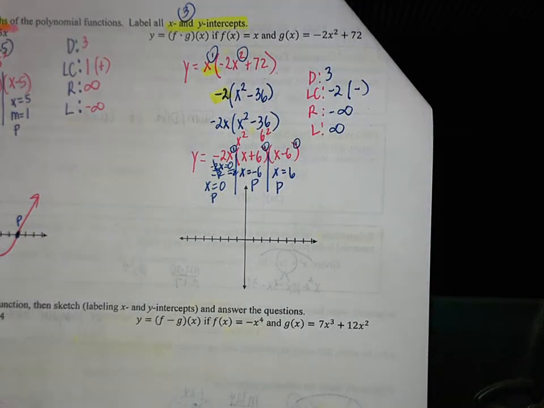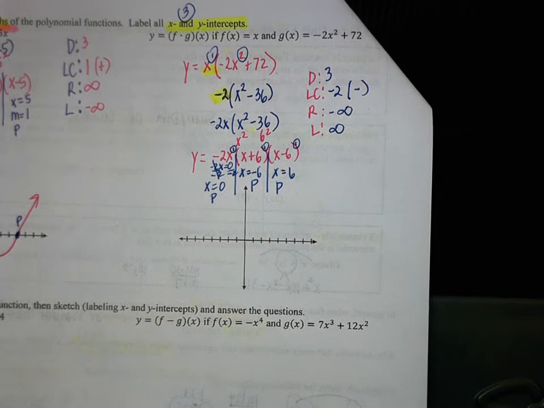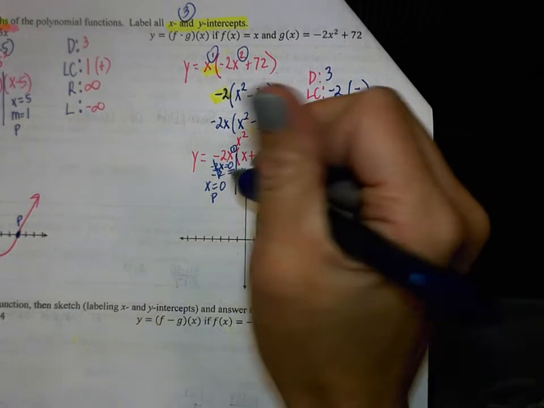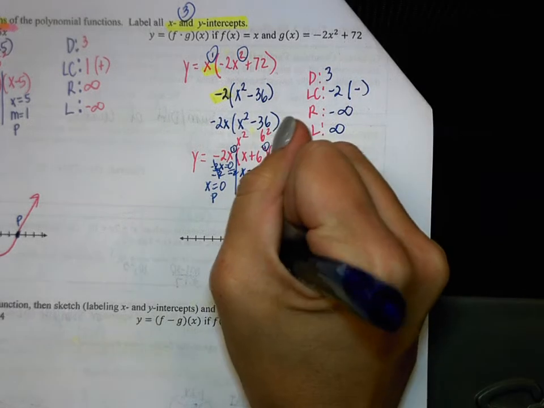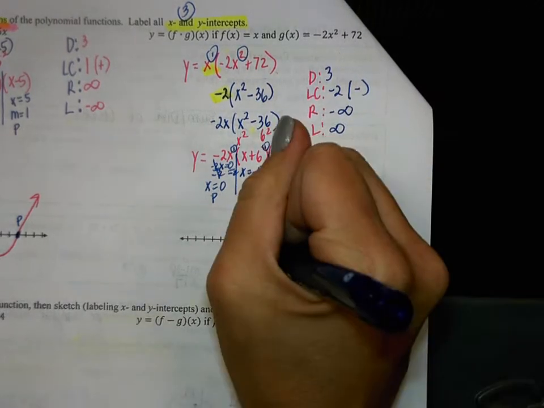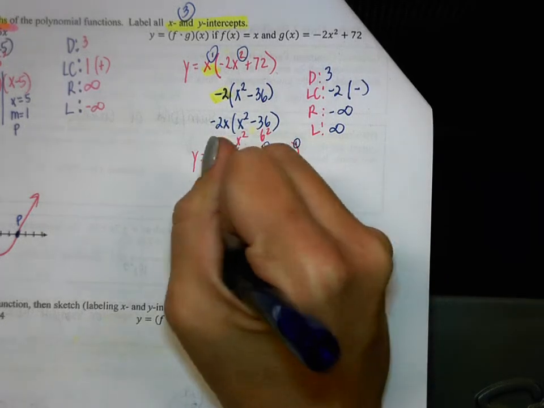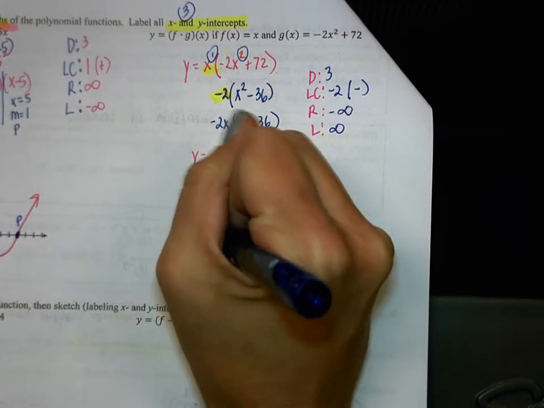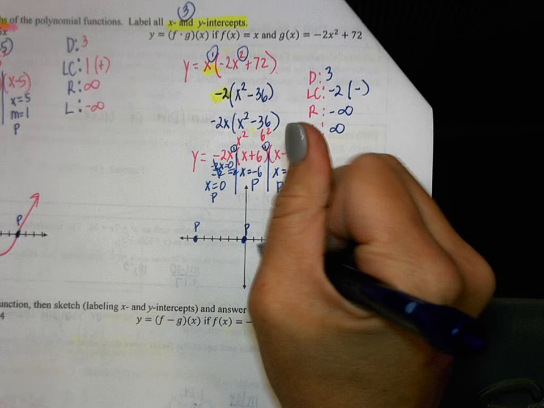I believe we have enough information to graph now. So we're going to go and put our points on here and see what happens. So we have a point at x equals 0, and I'm going to put a P to remind me that it passes through. We have a point at x equals negative 6. We're going to put a P to remind us it passes through, and then at 6.